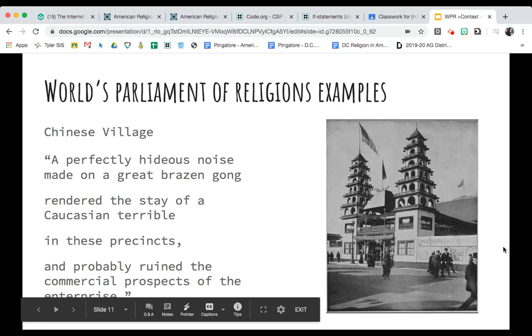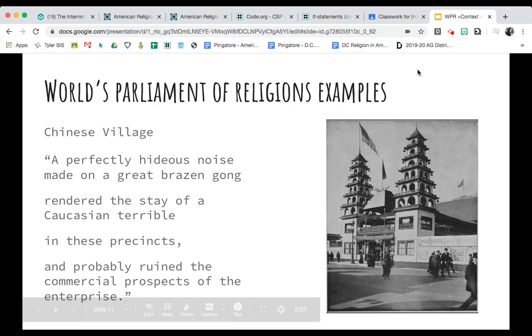So this is an example of the quote that was included with this Chinese village. If you think about yourself walking through this gigantic model town that has all these different religious buildings from all over the world, as you're walking by, you're reading in the pamphlet descriptions. So when you would walk by this representation of a Chinese village, this is what the pamphlet had to say. A perfectly hideous noise made on a great brazen gong rendered the stay of a Caucasian terrible in these precincts and probably ruined the commercial prospects of the enterprise.